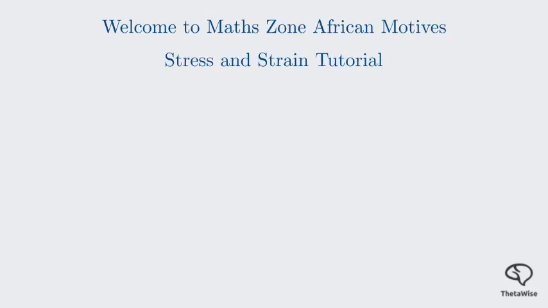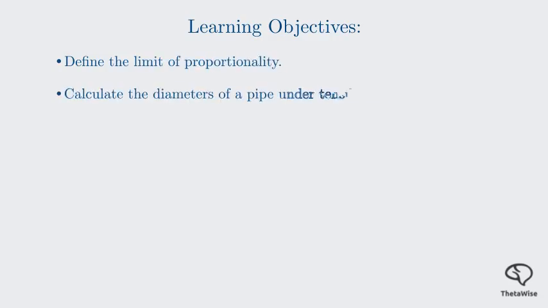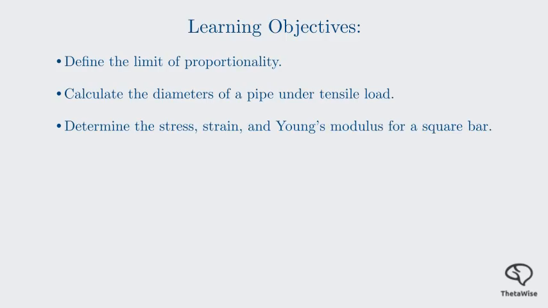In this tutorial, we will be working through a question on stress and strain. By the end of this video, you will be able to define the limit of proportionality, calculate the diameters of a pipe under tensile load, and determine the stress, strain, and Young's modulus for a square bar. Let's get started. We will begin with question 6.1.